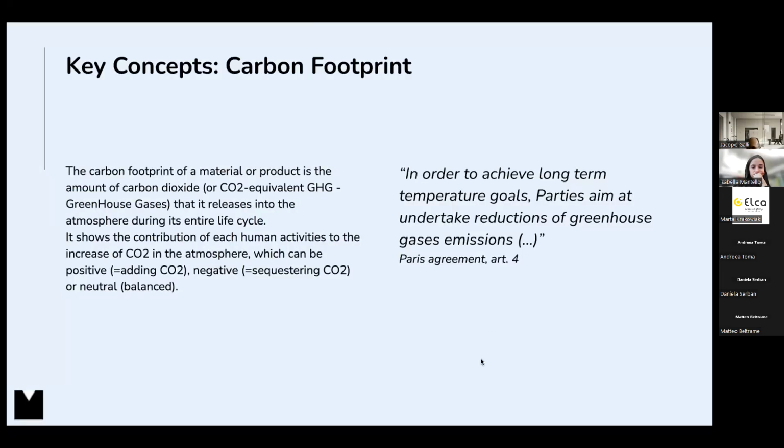The second concept is that of carbon footprint. I've seen that many of you are already experts on this, so I will go quite quick on this. I have quoted the short sentence from the Paris Agreement, which is what has driven since then the main policies concerning CO2 emissions, which is setting targets to reduce those emissions.